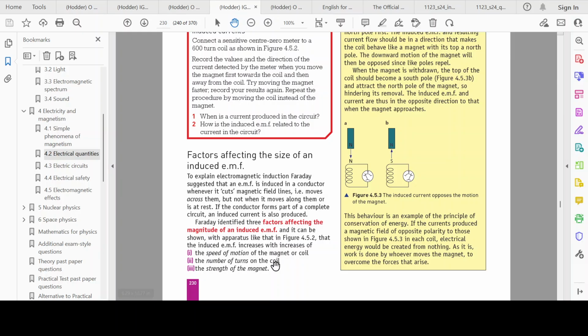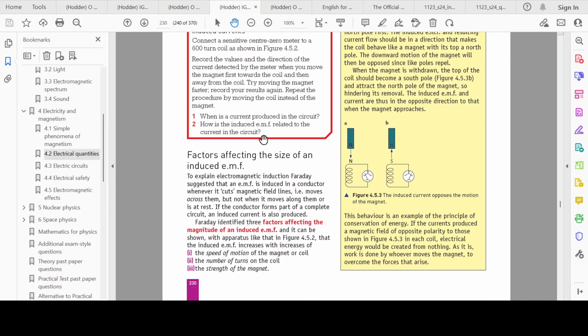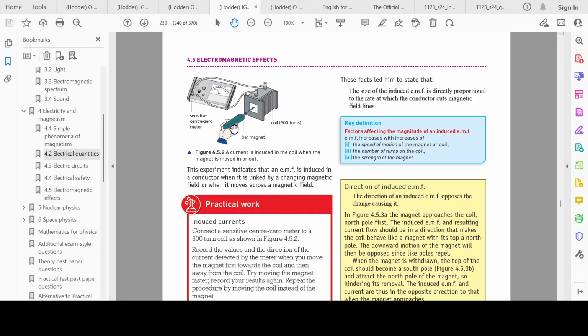The number of turns of the coil in case of the wire. So the more turns there are, the more the field lines will be cut by each turn of the coil, and the more EMF you're going to generate. The strength of the magnet. The stronger the magnet, the stronger the magnetic field, the closer the magnetic field lines will be, the more each turn of the coil will cut those magnetic field lines, and therefore you're going to get more EMF out of it.